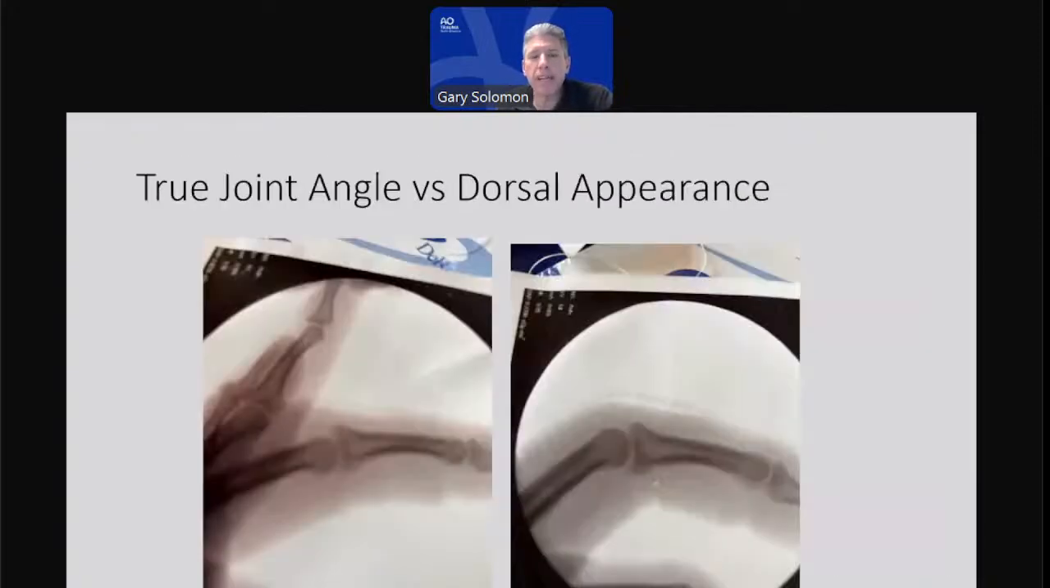Here's another one. It's probably a little easier to see the shadows here. Look at the angle the joint appears if you put a goniometer on top versus the true joint angle. On the left, the joint measures about 25 to 30 degrees, but you can still see that V sign. So you have to bring it down a lot more to get that true 30 degrees and a good reduction there.